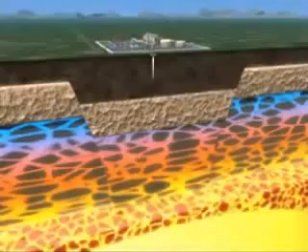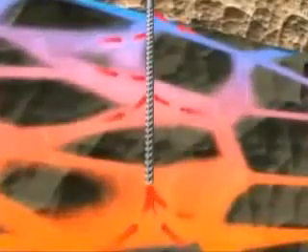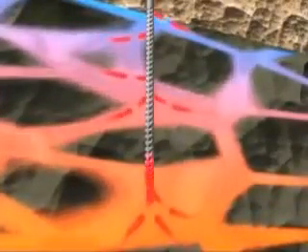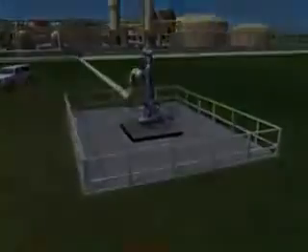To reach the superheated fluid, wells are drilled 5,000 to 10,000 feet below the surface of the Earth. These wells, called production wells, bring the superheated fluid to the Earth's surface, where it can be used to generate electricity for homes and businesses.